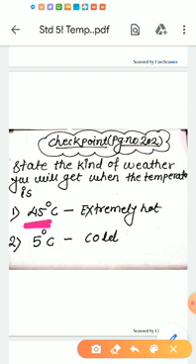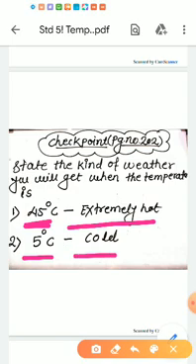Children, just now we have seen above 40 degrees Celsius, the weather is extremely hot. 45 is above 40, right? It means at 45 degrees Celsius, the weather is extremely hot. What will be the weather at 5 degrees Celsius? When temperature condition ranges from 0 to 10 degrees Celsius, the weather is cold. 5 degrees Celsius comes in exactly between 0 and 10 degrees Celsius, right? Hence at 5 degrees Celsius, the weather is cold.